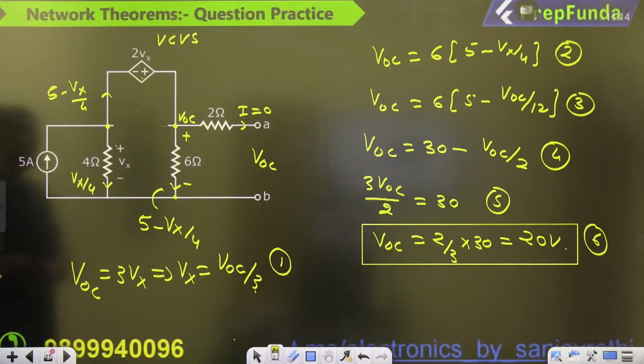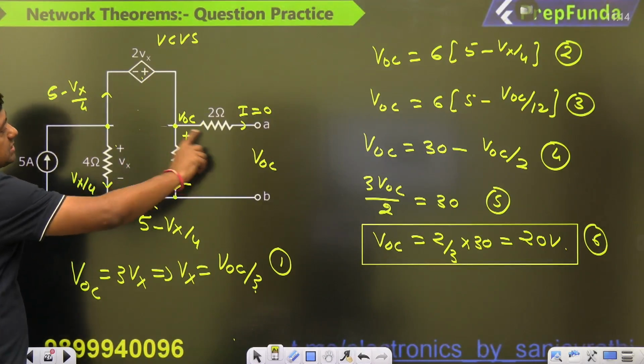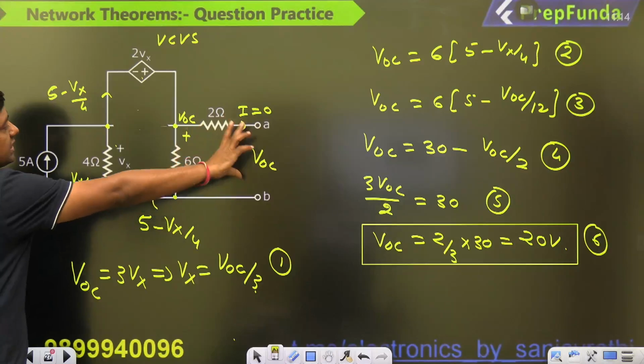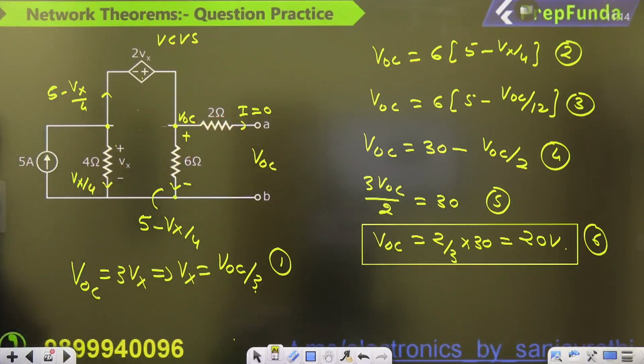This is VOC. Always remember, when we are making it open circuit, it means in this branch there is no current, and that's why this voltage is transferred here.